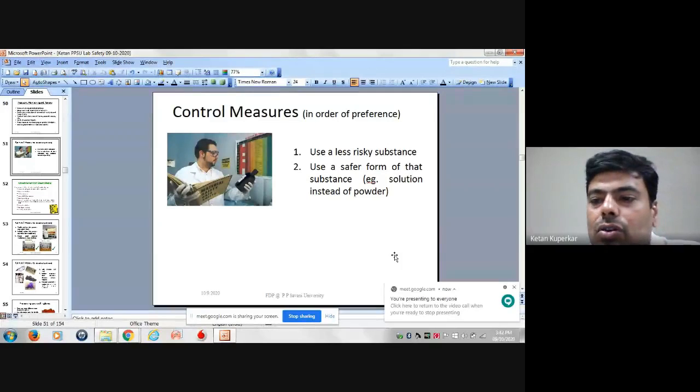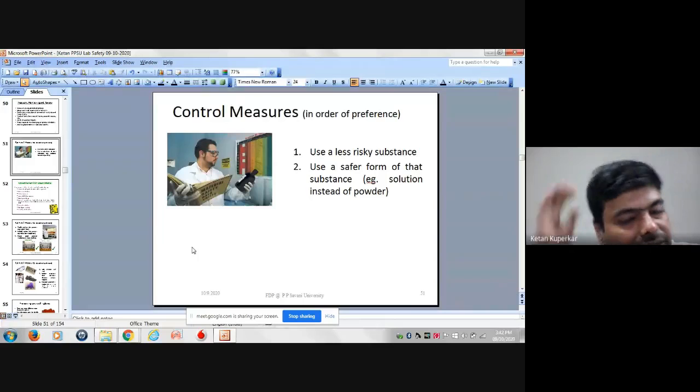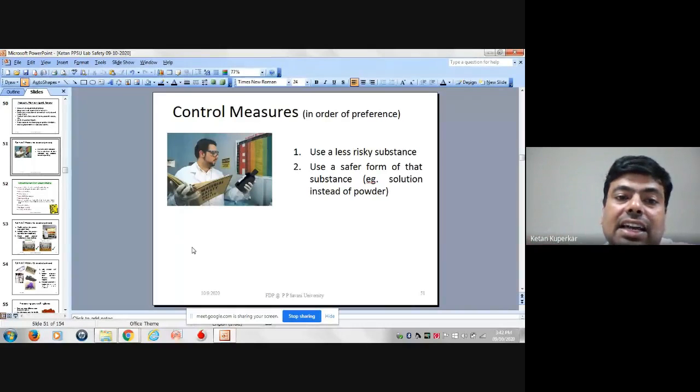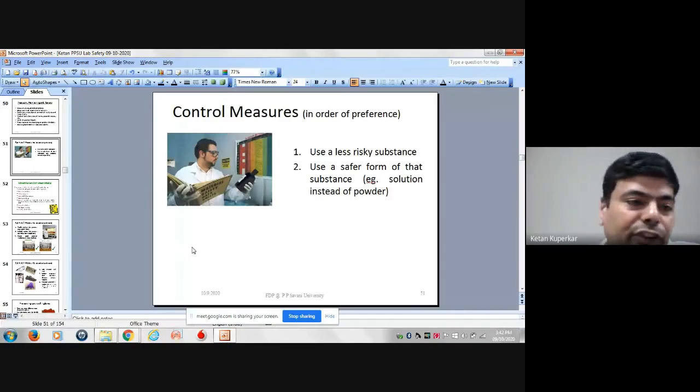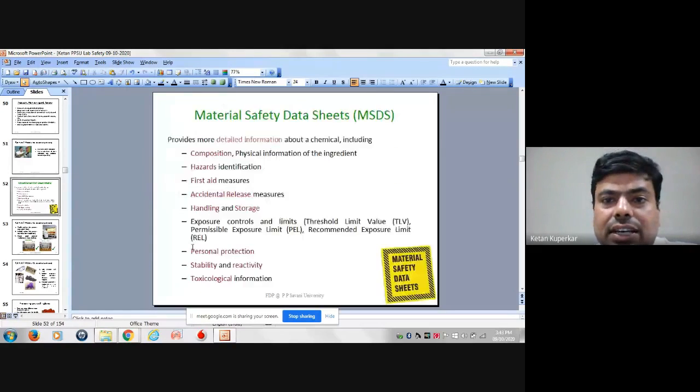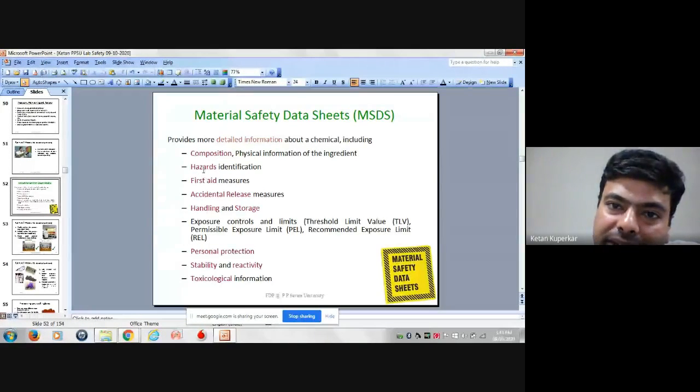So, giving an account of the control measures, if you can see here the person is reading the material safety data sheet, that is MSDS, and this is to be learned in detail by every one of us who is dealing with laboratory research. Now, what this MSDS gives you is the definite composition of the ingredient, what is present in the bottle.